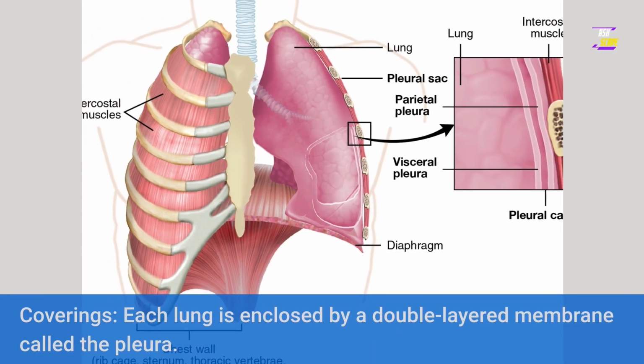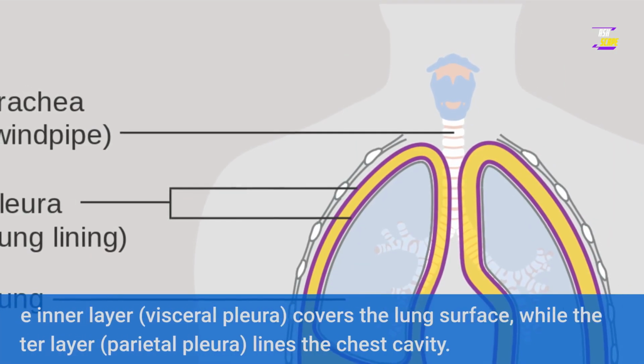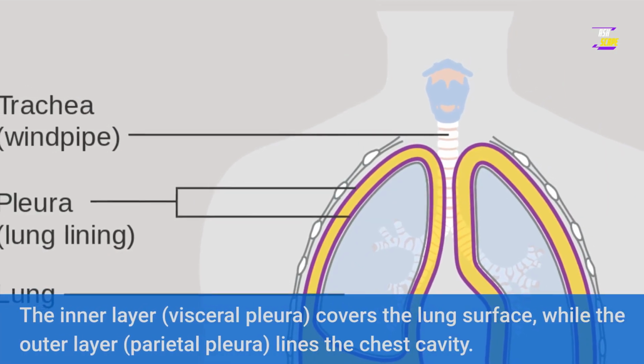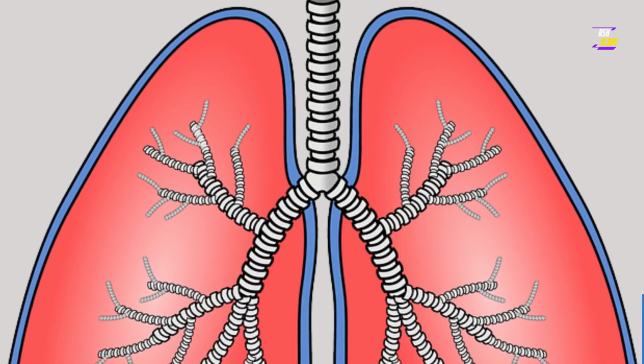Coverings: each lung is enclosed by a double-layered membrane called the pleura. The inner layer, visceral pleura, covers the lung surface, while the outer layer, parietal pleura, lines the chest cavity.